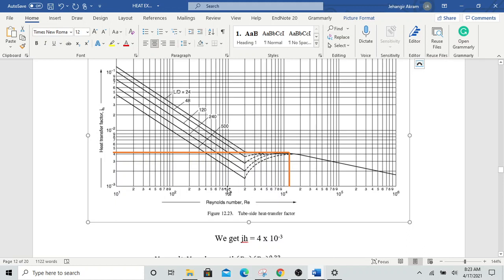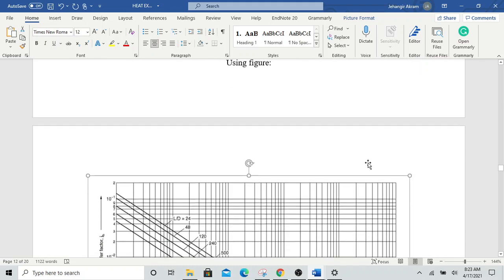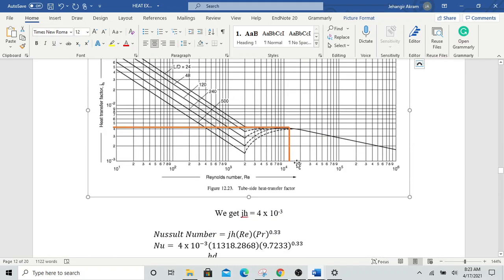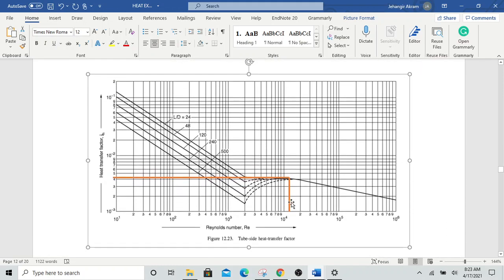Okay. You see it is 10 raised to power 3. Next we will enter into the 10 raised to power 4 section. So 1.38 will be somewhere in the previous 10 raised to power 3 area. It will be somewhere between these two.